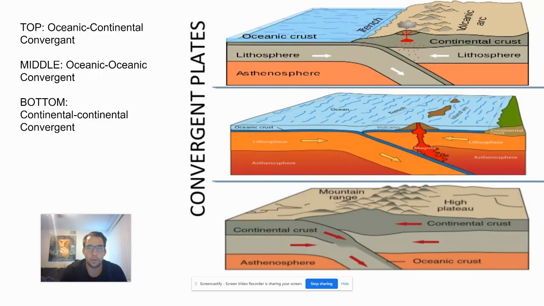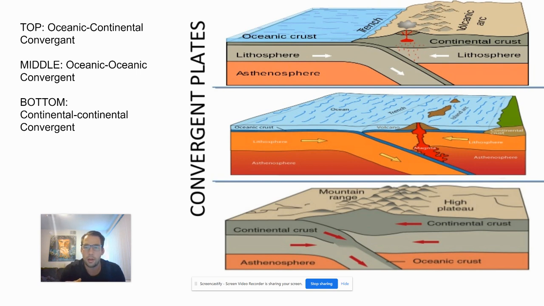Different types of convergent plate boundaries. The top one is oceanic to continental crust. Notice the oceanic crust is going under the continental crust. In the middle, we have oceanic. So we have oceanic crust going under another oceanic plate. It's going to create underwater volcanoes. Islands are formed because of these oceanic convergent boundaries.